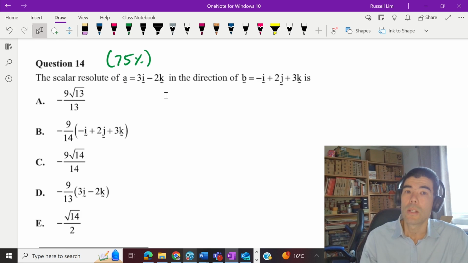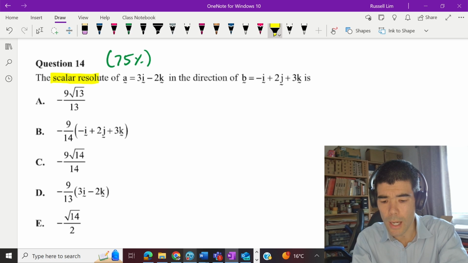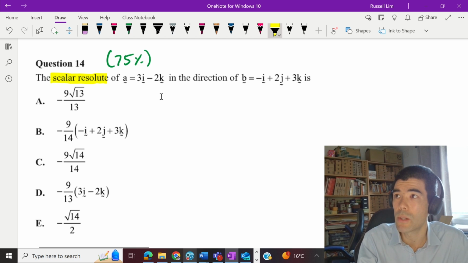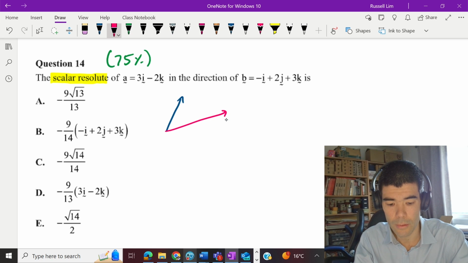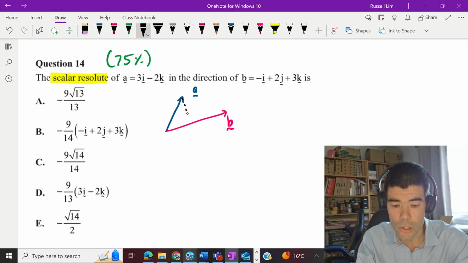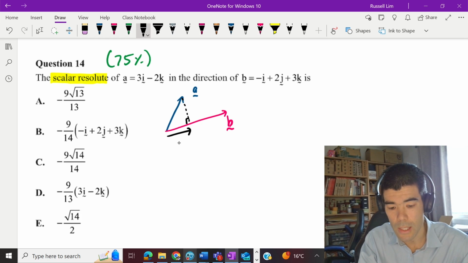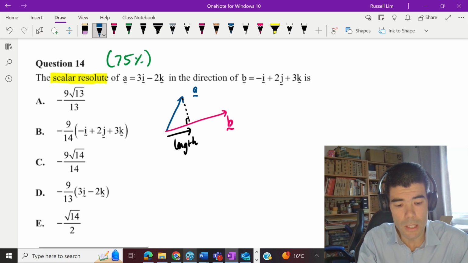Scalar resolute. So again, it's a straight application of a formula, but just in case you're not sure, scalar resolute: if we have two vectors A and B, the scalar resolute measures the projection of A onto B. So it's this length here. Now, in this case, it turns out that the scalar resolute is negative. What that means is that A and B are pointing in different directions.